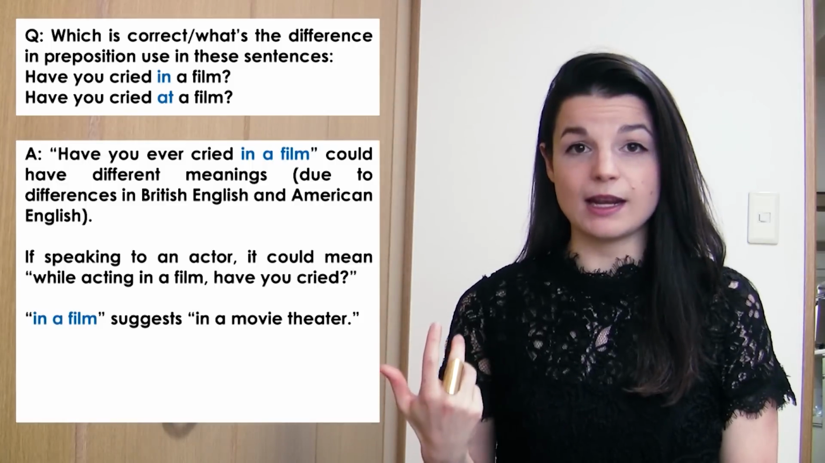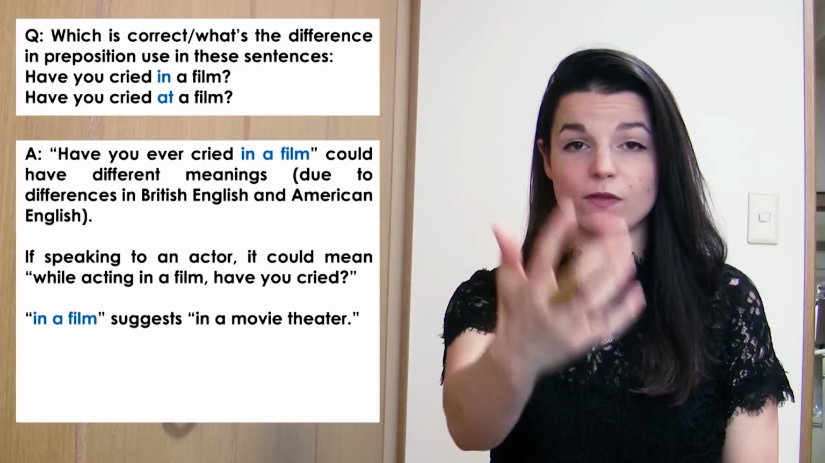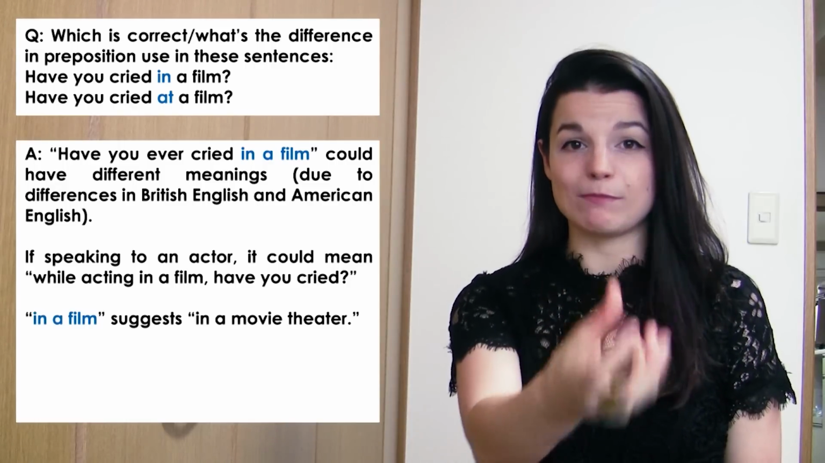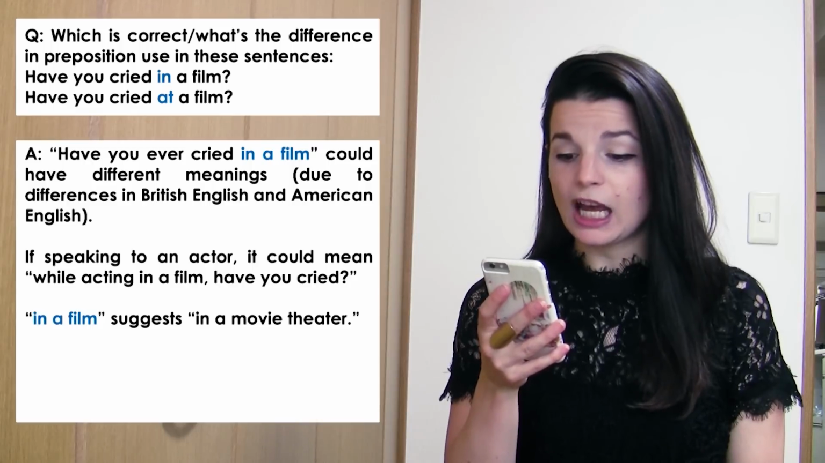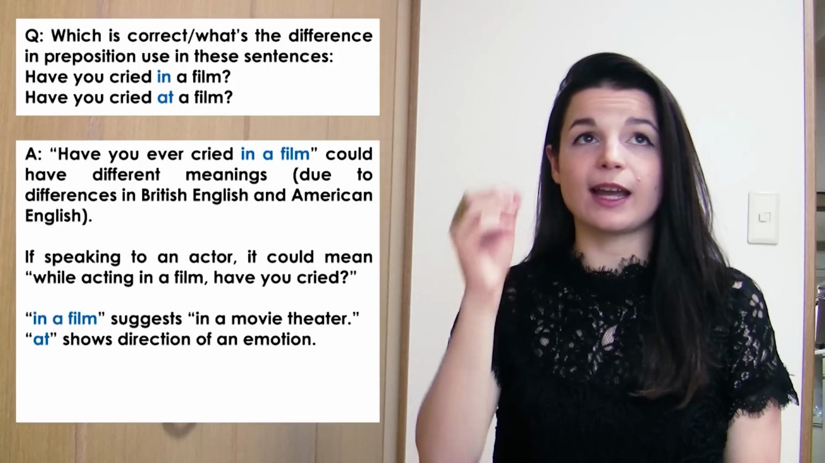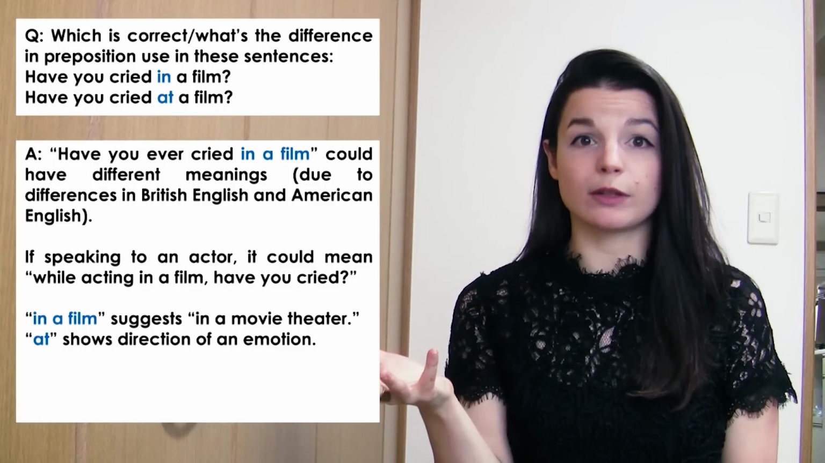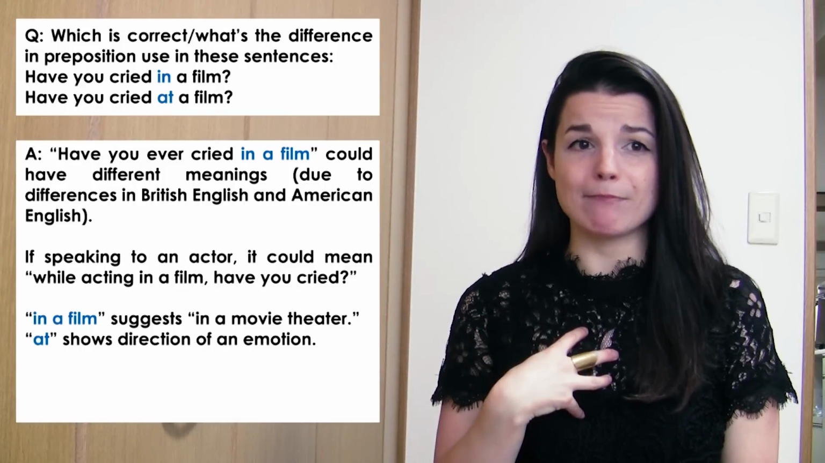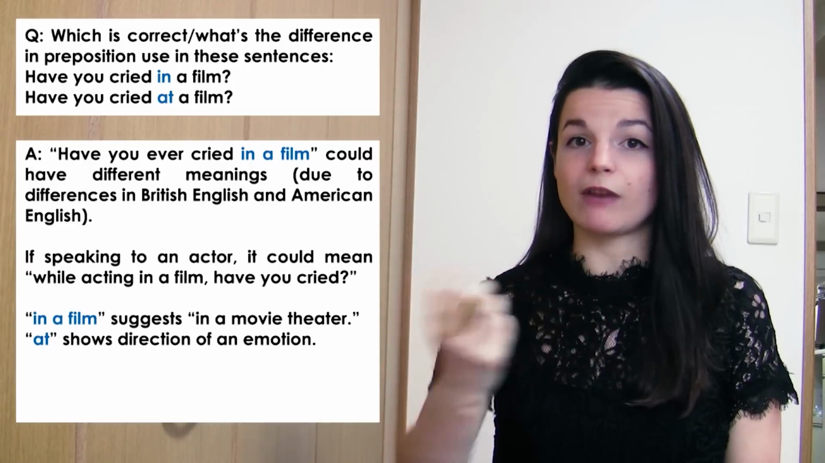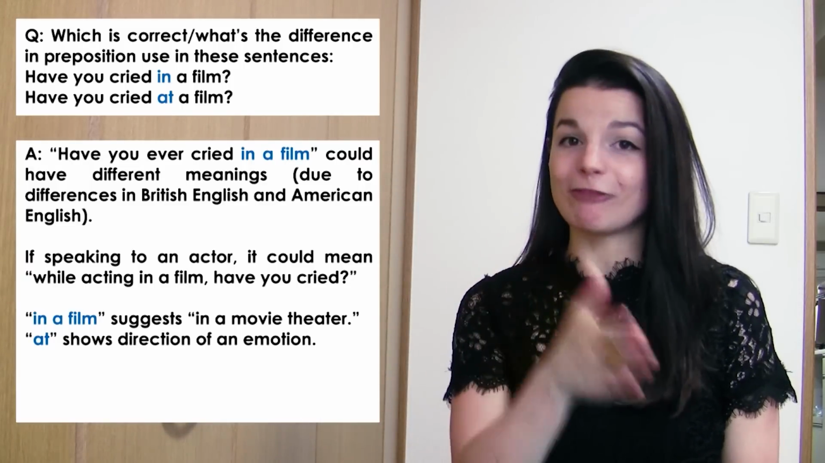It could also mean, have you gone to watch a movie in a movie theater and cried at the movie theater or in the movie theater? Your second sentence, have you ever cried at a film? So using at shows like the direction of an emotion. Like we use it with other emotions as well. Like my mom is mad at me or my dad is angry at me. So it's showing the direction of emotion. So in this case, have you ever cried at a film?